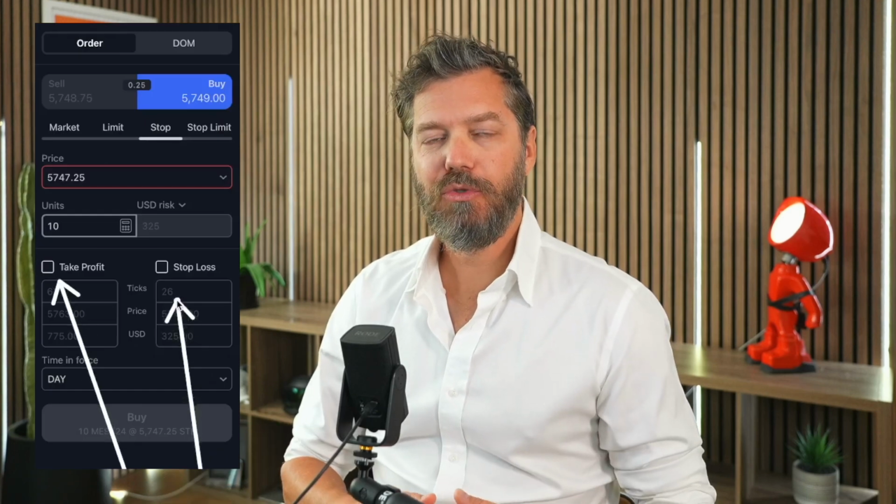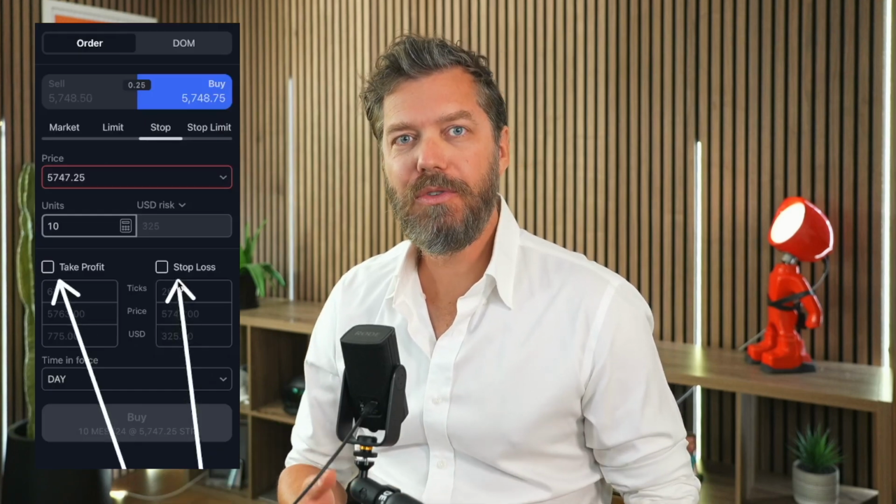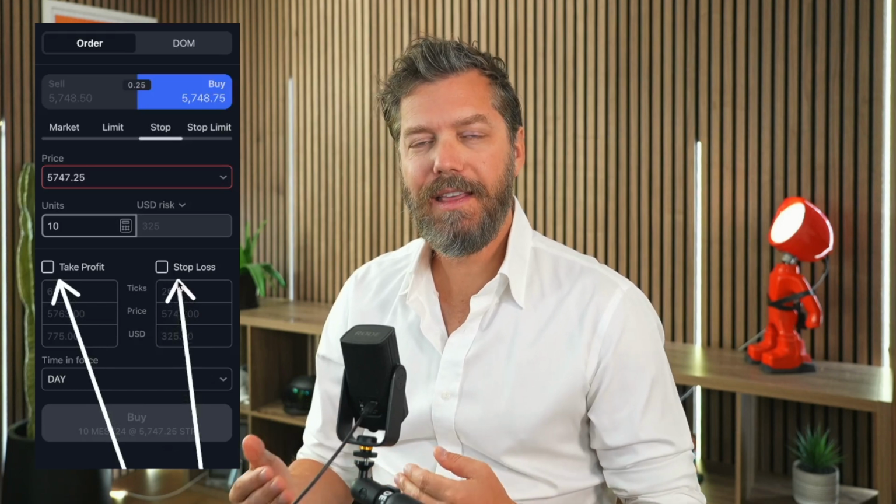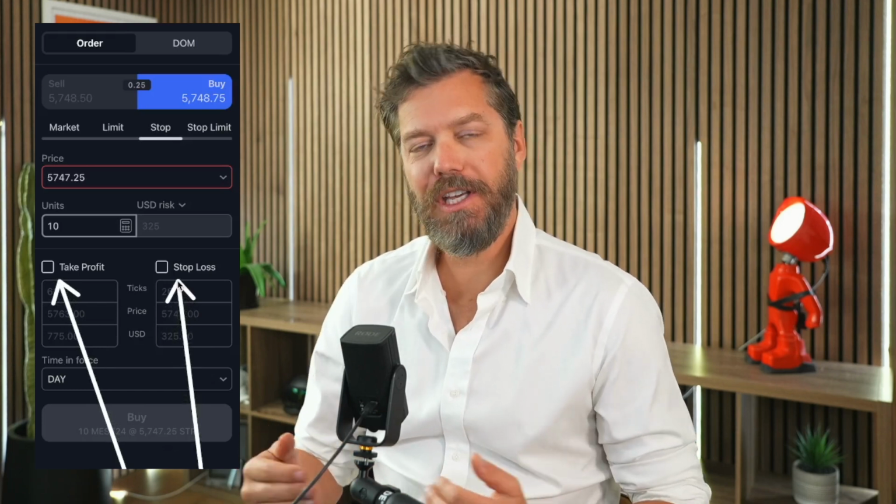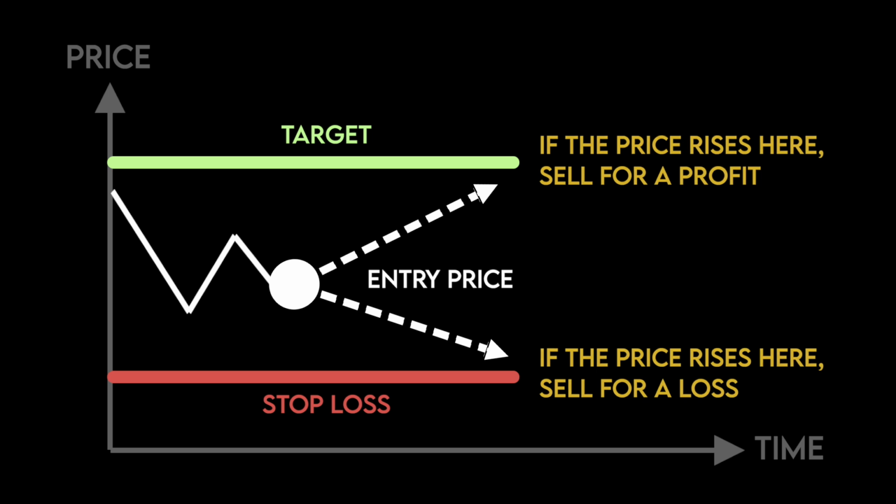Let's talk about your target and your stop loss orders. When you enter your initial buy order, you had the option to create a bracket order. A bracket order includes two additional orders that become active only once the initial order has been filled. And these are typically your target and your stop loss. The target is a sell limit order placed above your entry price, and the stop loss is a sell stop order placed below your entry price. The target and the stop loss can be adjusted at any time.